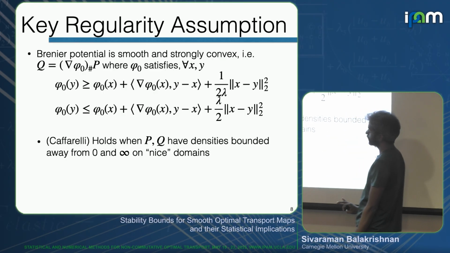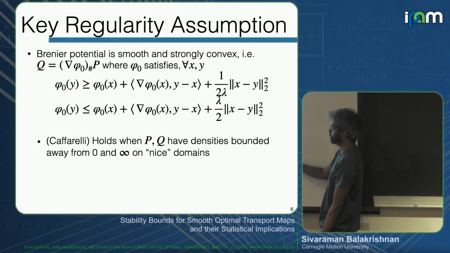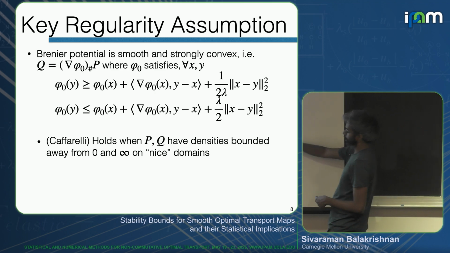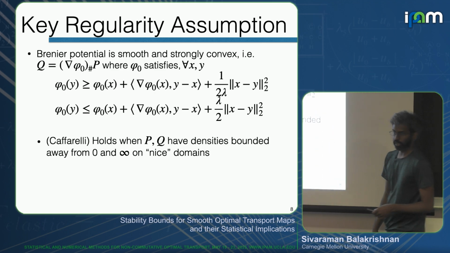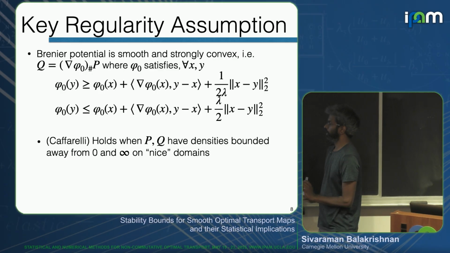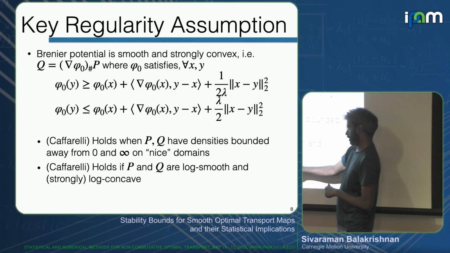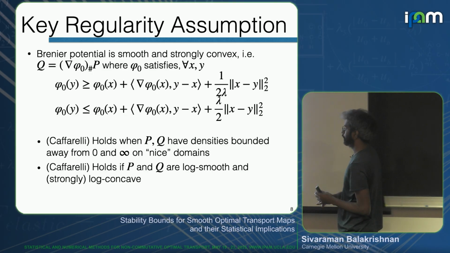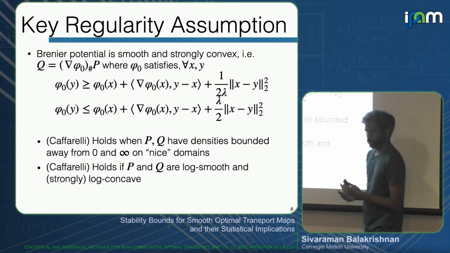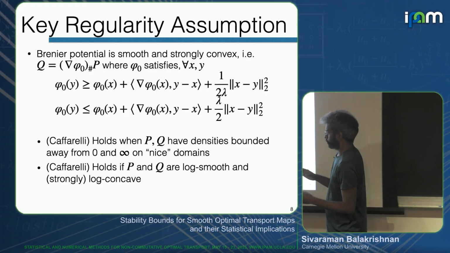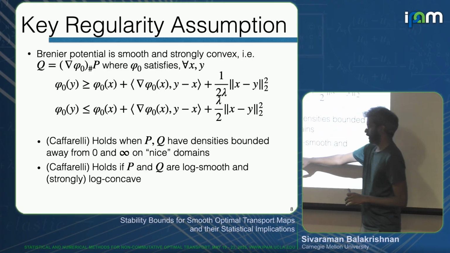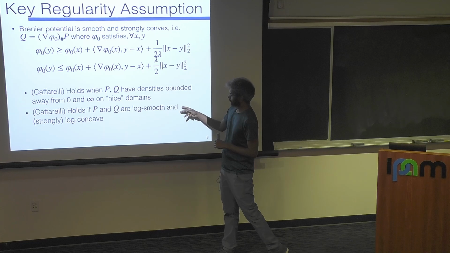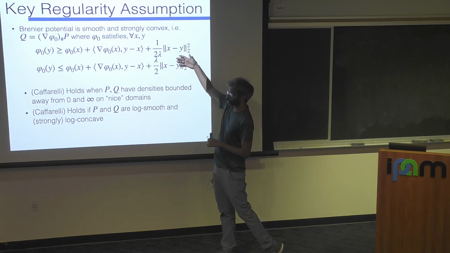He told you a result of Caffarelli's, which just says, if P and Q have densities that are bounded away from 0 and infinity, and they both are supported on nice domains, then you should imagine that it will indeed be the case that the Brenier potential will satisfy this pair of conditions. So this is one way of thinking about when this condition holds. And another case where we know, again by a result of Caffarelli, that such a condition holds is when P and Q are both log smooth and strongly log concave. So if the source and target are both strongly log concave, essentially, then the OT map between them will be the gradient of a smooth and strongly convex function.